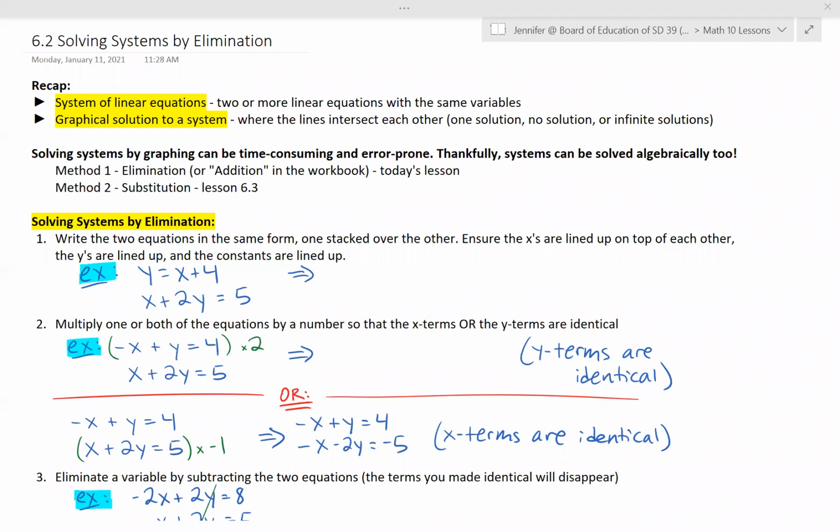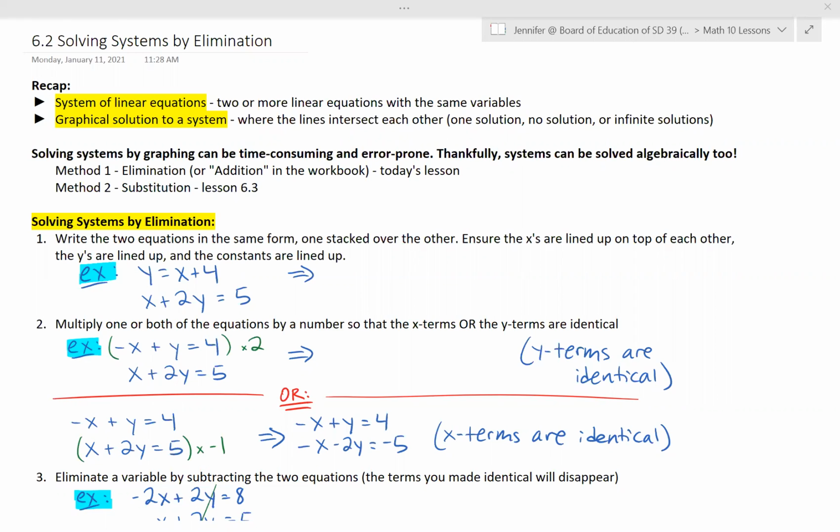This is lesson 6.2, solving systems by elimination. In the last lesson, we were introduced to systems of linear equations, which is two or more linear equations with the same variables, and we learned how to find the graphical solution to a system by graphing the lines and finding where they intersect. We learned that there's three possibilities for how many solutions there are: one solution, no solution, or infinite solutions. Today, we're going to learn how to solve systems by an algebraic method called elimination.